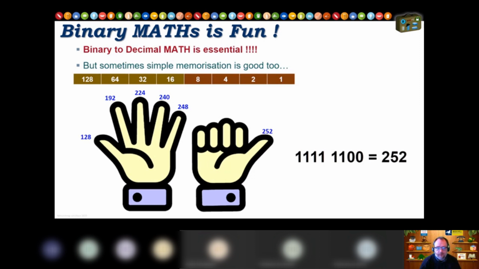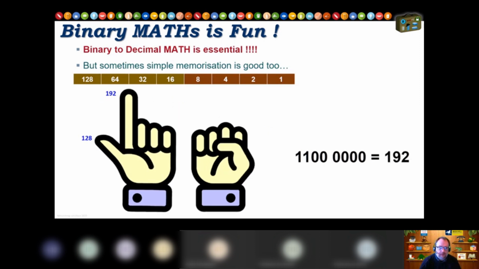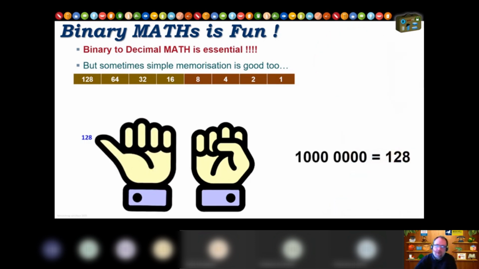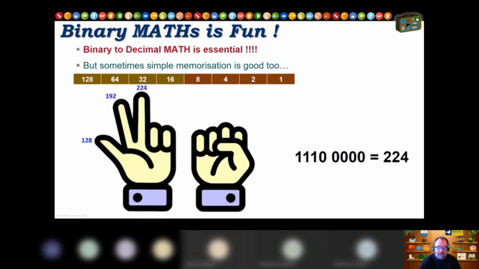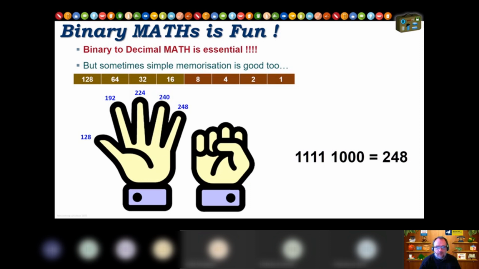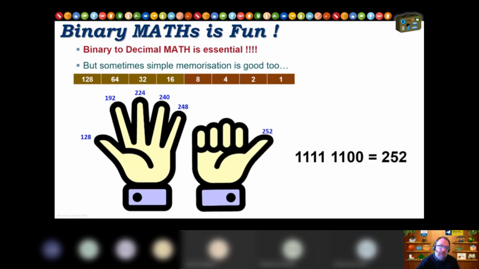So let's do it all again. Now this time, have a look at the whole screen and notice that on the right hand side, I've got the binary. See? 1, 0, 0, 0, 0 equals 128. 1, 1, 0, 0, 0, 0 equals 192. 1, 1, 1, 0, 0, 0 equals 224. 1, 1, 1, 1, 0, 0, 240. 1, 1, 1, 1, 0, 0, 248. And 1, 1, 1, 252.